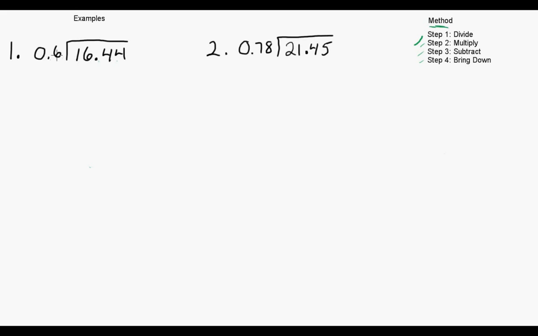Now, we don't really want to divide by a decimal here because it gets needlessly complicated. So what we can do is multiply both the divisor and the dividend by 10, and that's going to move that decimal place over. So we get 6 divided into 164.4, a number much easier to divide.